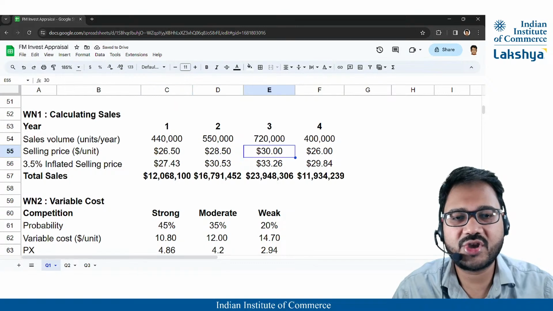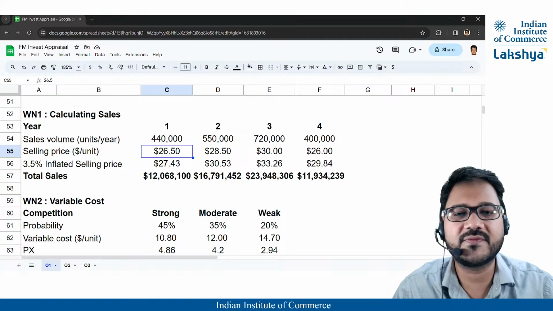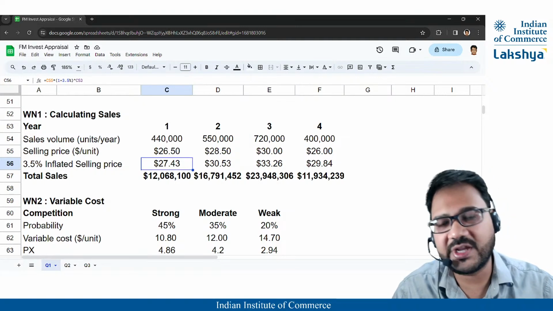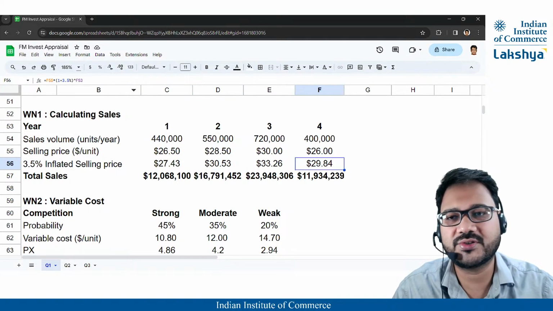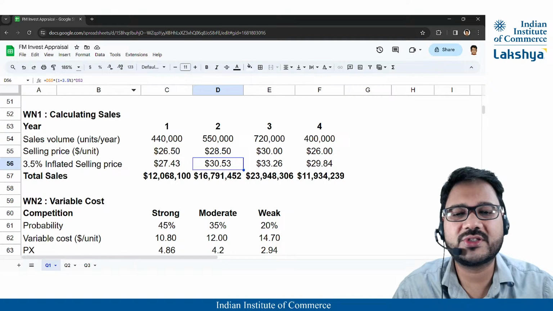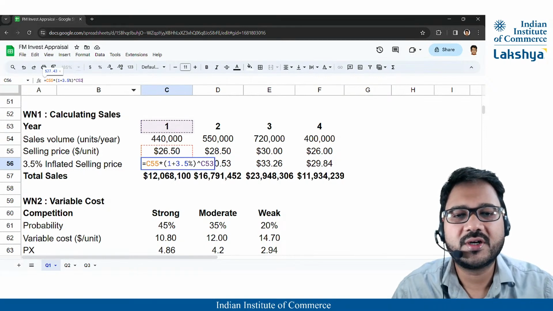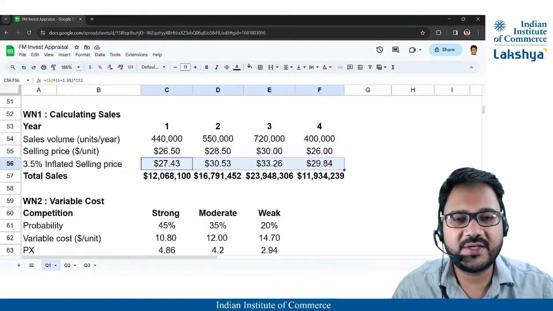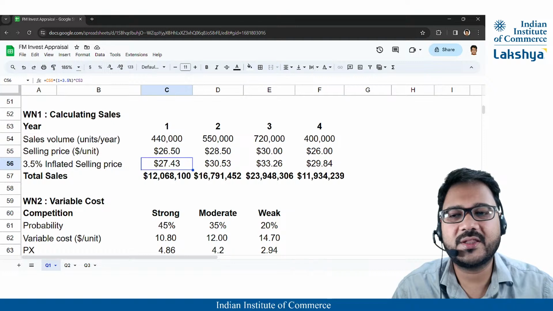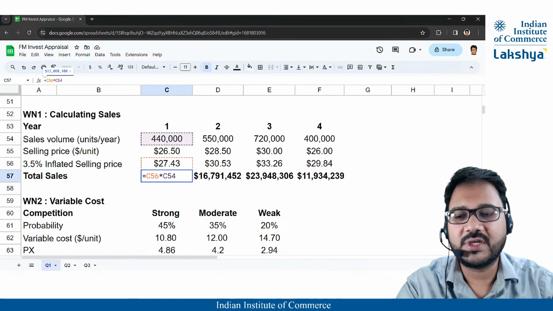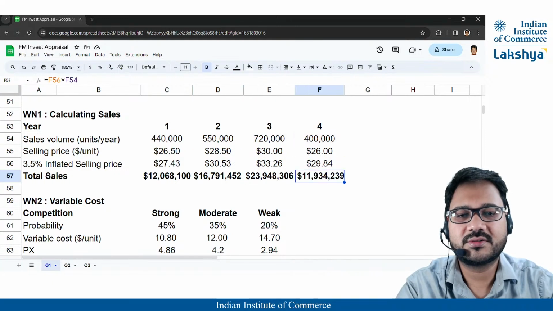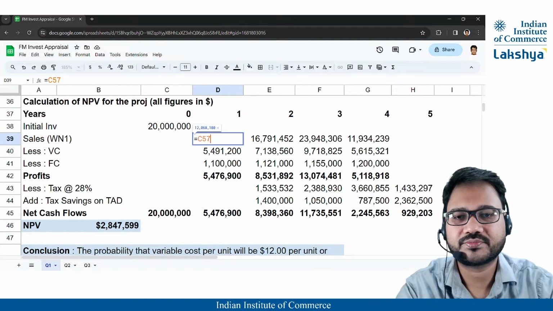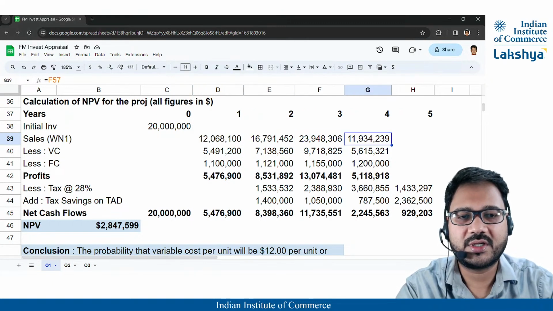Reason being, our selling prices keep changing every year from 26.5 to 28.5 to 30 to 26. So individually, you will have to inflate it. Since you are inflating it individually, you will do raised to 1, raised to 2, raised to 3, raised to 4. These are two ways in which inflations are done, or rather, depending on what the case is, two ways how to approach inflation. Now that we have inflated individual prices, we just multiply the units into the price and we arrive at the sales, right? So this will become our sales over here. If you see, these are our sales.